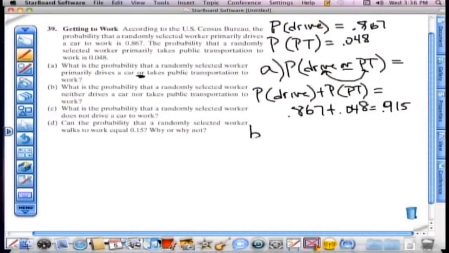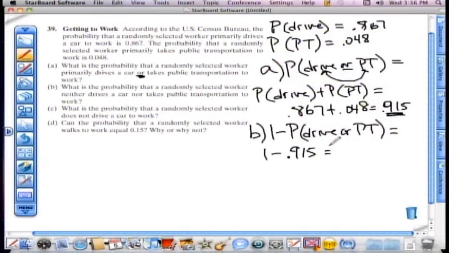Okay, part B. What's the probability that a randomly selected worker neither drives a car nor takes public transportation to work? Wouldn't that be 1 minus the probability that they do drive their car or take public transportation? Which would be 1 minus what we got in the last calculation, 0.915. And that is 0.085. So just 8.5% of people do something other than drive or take public transportation to work. Maybe they walk, maybe they ride their bike, whatever.